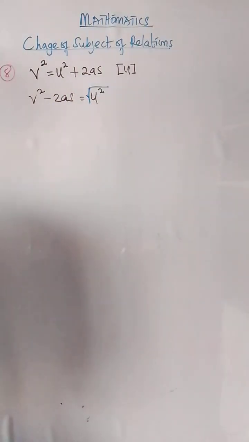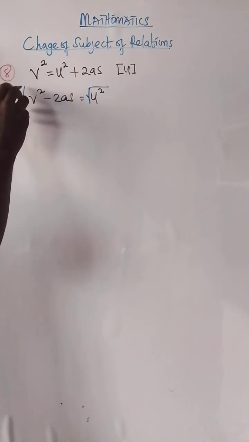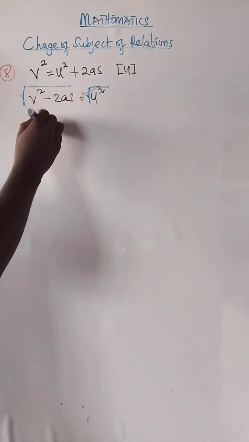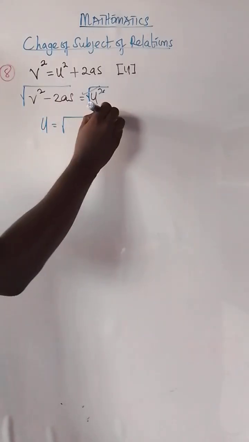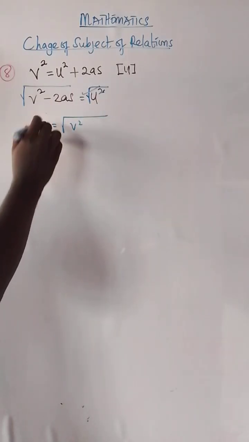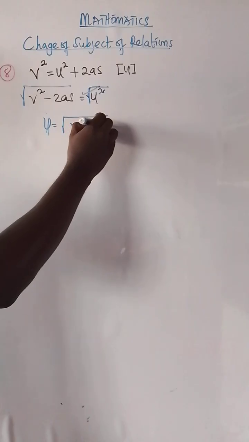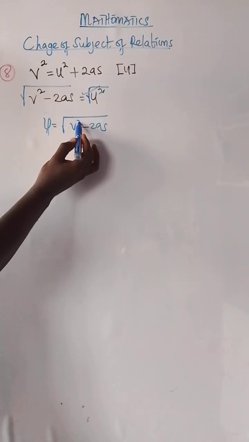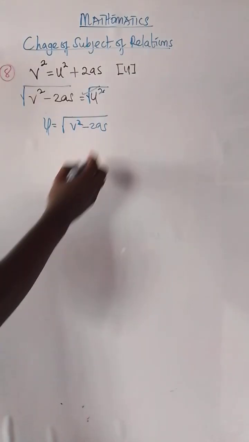So square roots comes to square. But anything you do here, you have to repeat the same thing at the other side. So this square root take this square away, so we left it to U alone. And that U alone remains square root of V squared minus 2AS. But note, this square root cannot cancel this because of this minus. So we leave our answer this way.